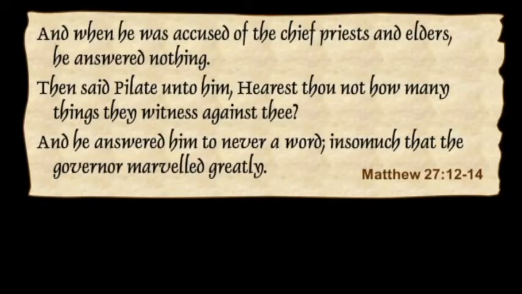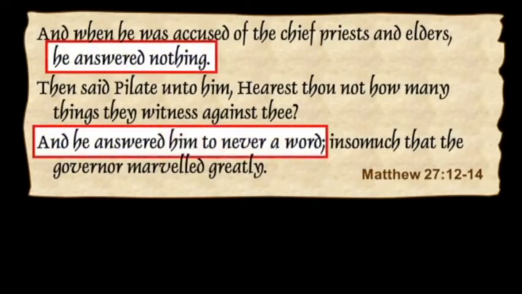And when he was accused of the chief priests and elders, he answered nothing. Then said Pilate unto them, hearest thou not how many things they witness against thee? But he answered him to never a word, insomuch that the governor marveled greatly. He answered nothing. He answered never a word. If you do your study, you'll discover that the personal representative of the ruler of the world declared him innocent 7 times and tried every administrative trick he could think of to get out from under this decision.